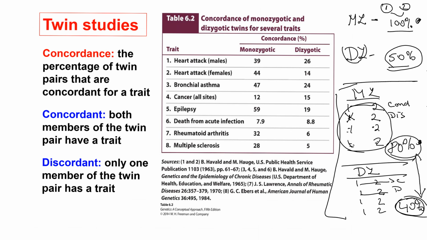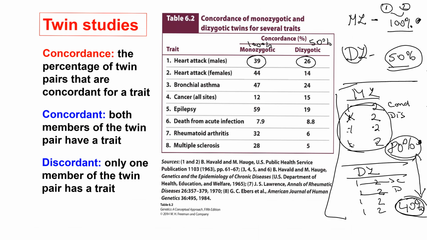You see heart attack in males. In monozygotic twins, it is 39%. In dizygotic, it is 26%. Since here you have 100% identical genes, and here you have approximately only 50% identical genes, and concordance is similar, it does not support genes as the cause of the heart attack.